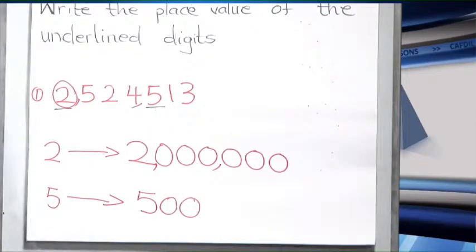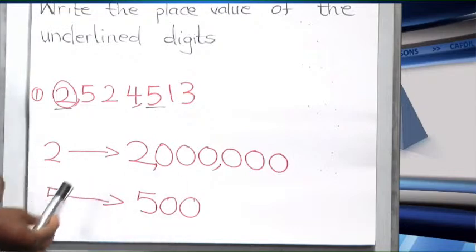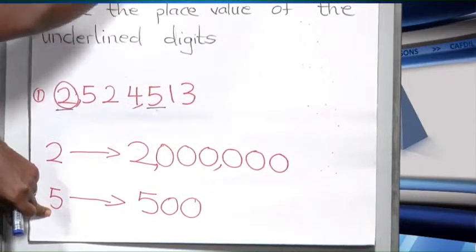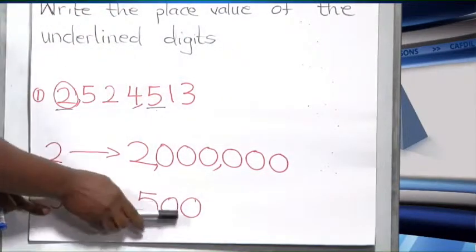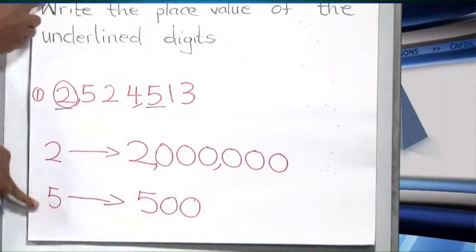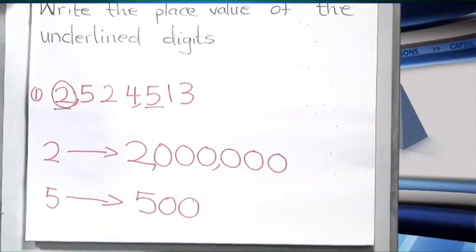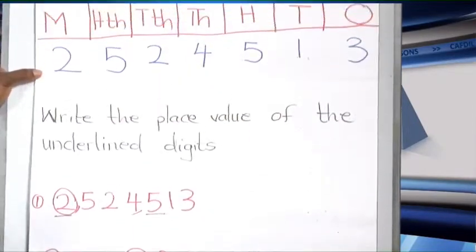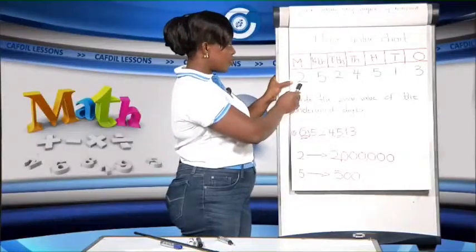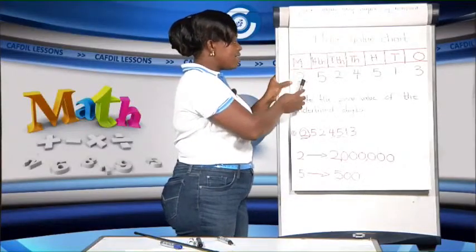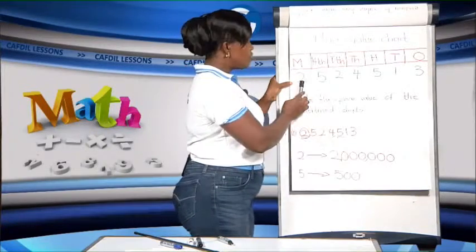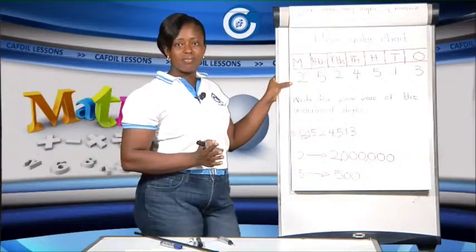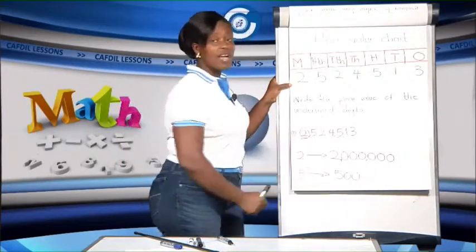So the place of this 5 underlined over here is hundreds, and its value is 500. The place of this 2 is millions. The value of that 2 is 2 million. You write 2 and assume the rest of the digits to be zeros. That is what we have done over here.